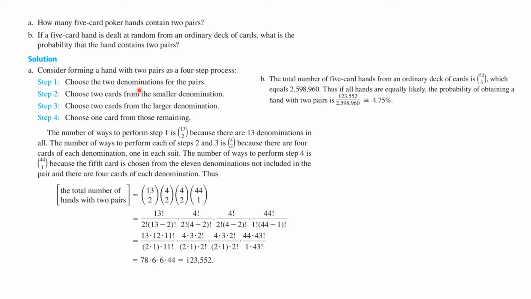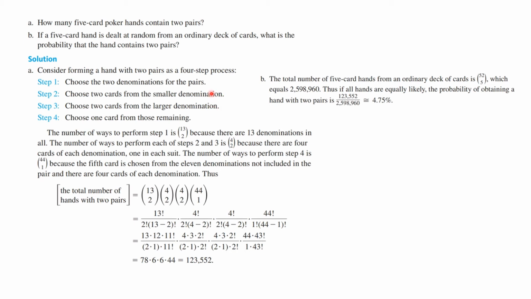Okay, so what we're going to do is think about forming a hand of two pairs as a four-step process. We pick the two denominations for the pairs. Now I talked about an ace and a deuce. There could be others, but that's what you do. Then you choose two cards from the smaller denomination, and then you choose two cards from the larger denomination.